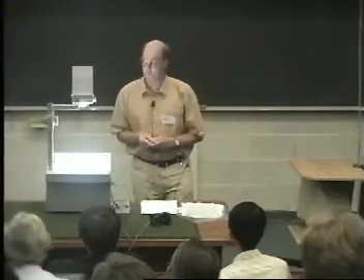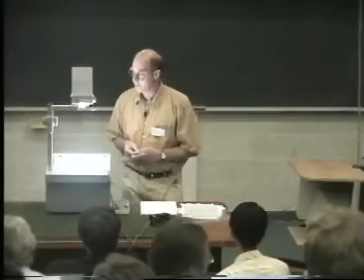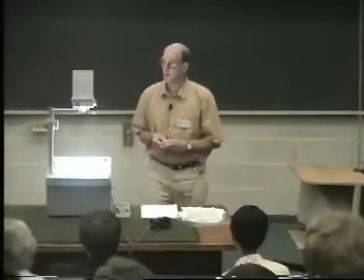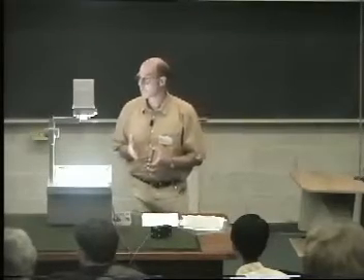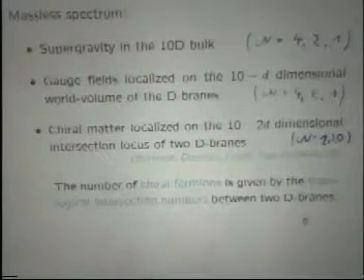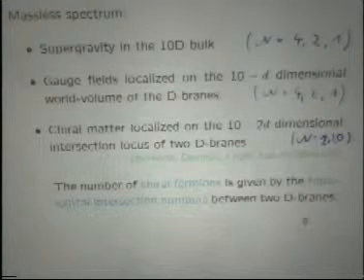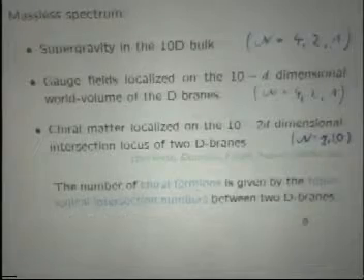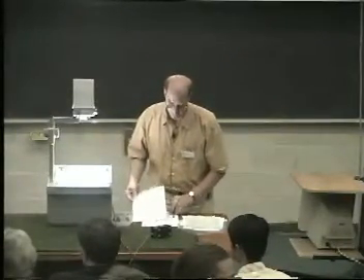And finally, there's chiral matter localized on the (10 minus 2D)-dimensional intersection points of 2D branes. And here, supersymmetry can be either preserved or it can be even completely broken, which depends essentially on the location, on the angles of the branes. And the important point is now that the number of chiral fermions is given by the topological intersection numbers between 2D branes, or also between a D brane and an orientifold plane.